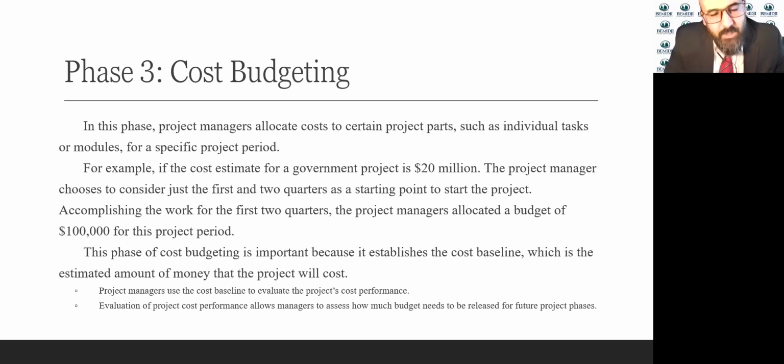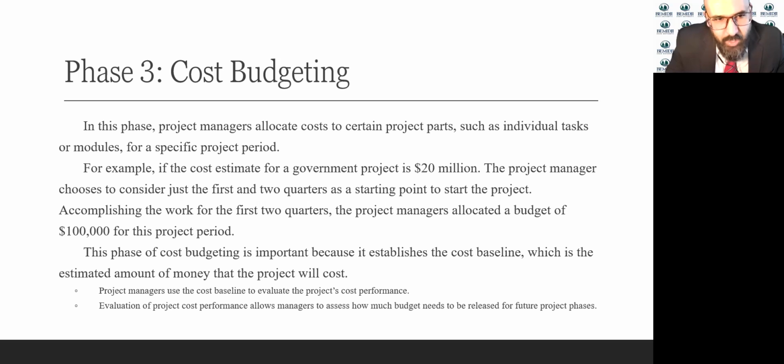For example, let's take a look at a project with $20 million. The project manager decided to divide the project into 4 quarters. For the first and second quarters, they said, okay, these are the starting point for us. We need to release and allocate a budget of 100,000 for this project. So they started the first and second quarter with this amount of money.